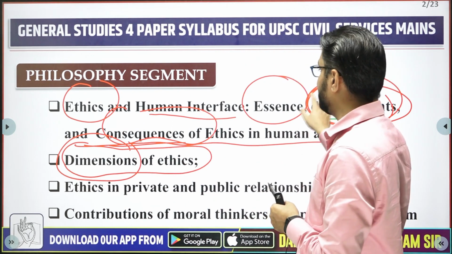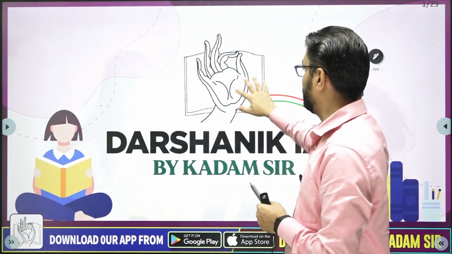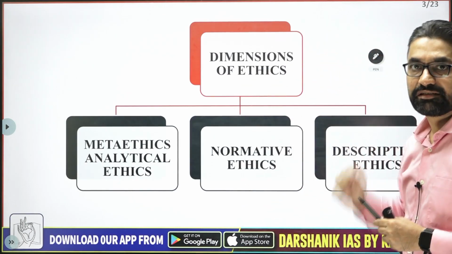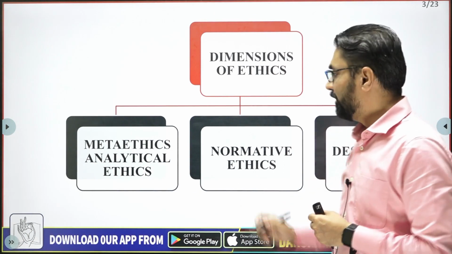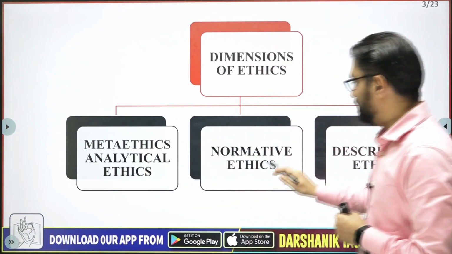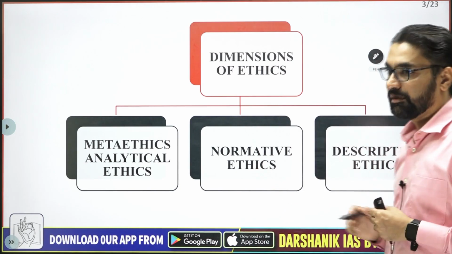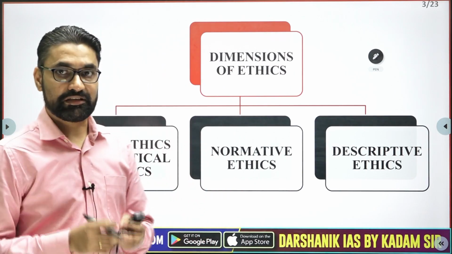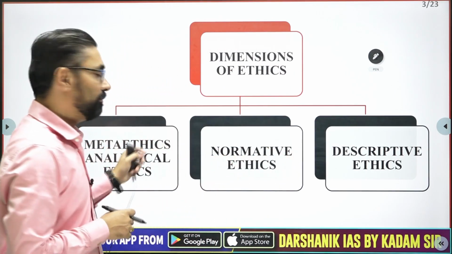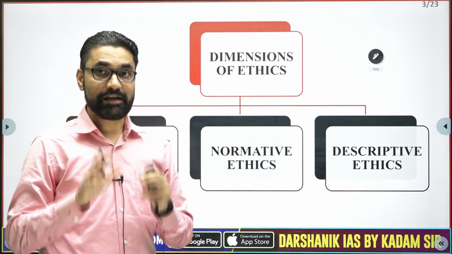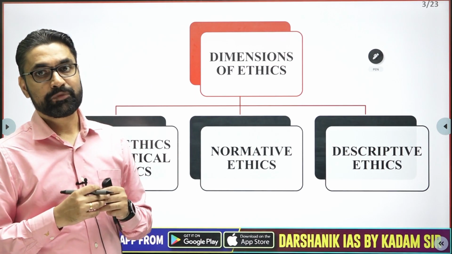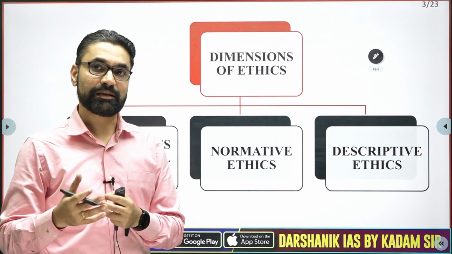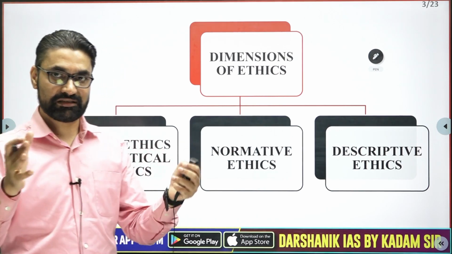Now under dimensions of ethics, which topics are we going to discuss? There are three major dimensions that we will be discussing in our classes. First is meta-ethics or analytical ethics. Second is normative ethics, and third is descriptive ethics. These are the three branches of ethics, or dimensions of ethics, or different theories of ethics. Right now, I can't go into detail on these theories: what is the difference between them, what is the similarity, what their essential concept is. I can't discuss that here because we are just discussing the syllabus.